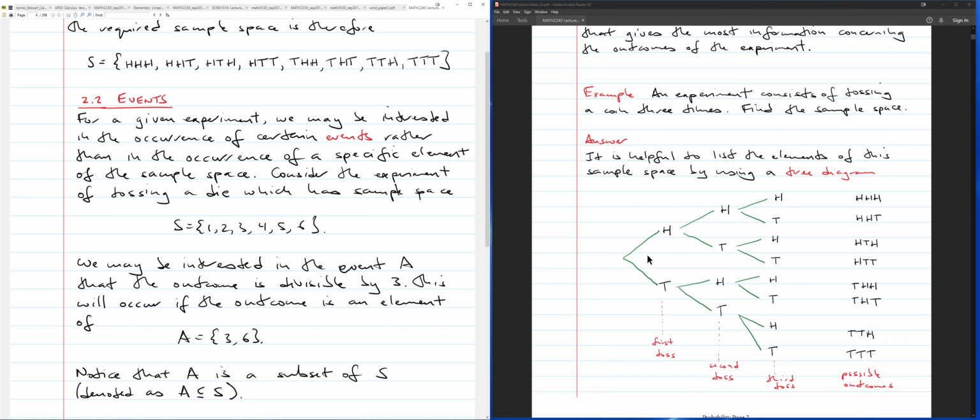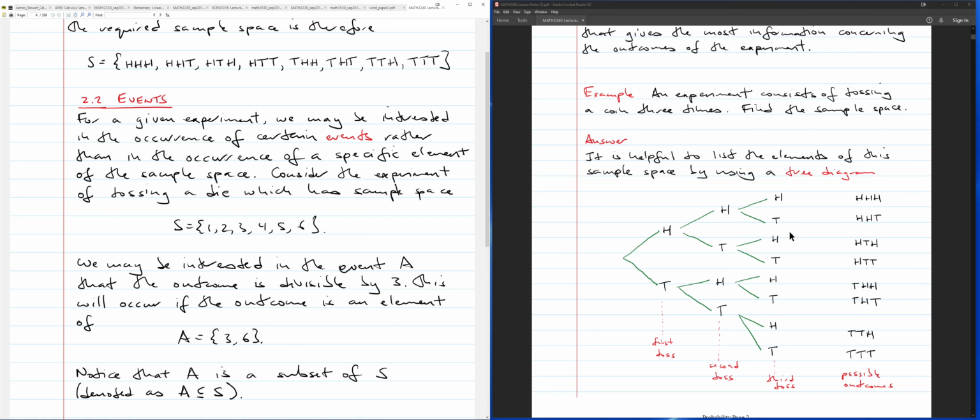So if I have this H over here, the only way to go from there to there is head, head, head, right? So that gives me this head, head, head. And if I have this tail over here, the only way to get to this is head, head, tail, which gives me this outcome. And likewise, for this tail down there, the only way to get to that is head, tail, tail. So that outcome would be head, tail, tail.